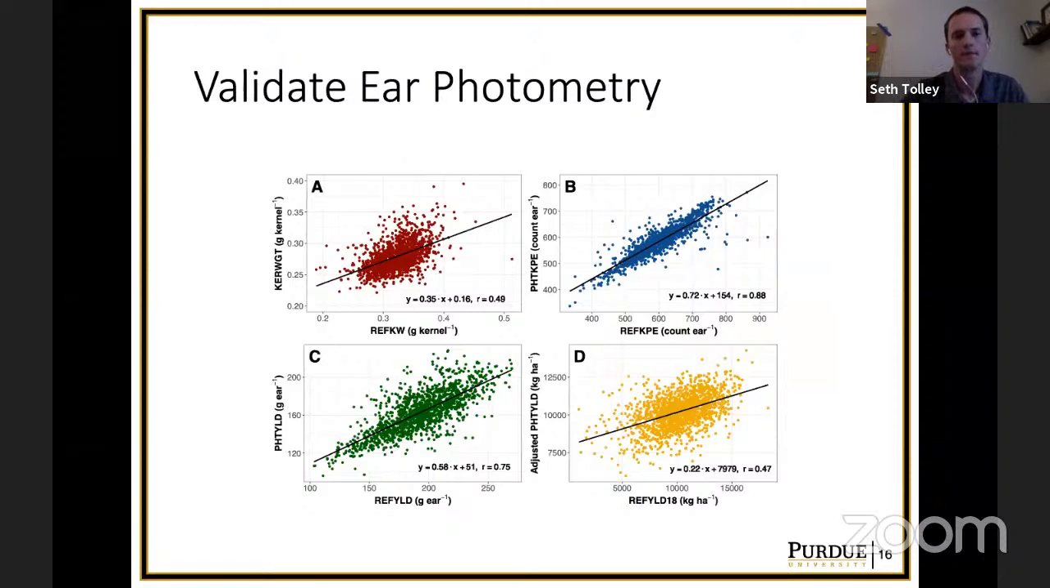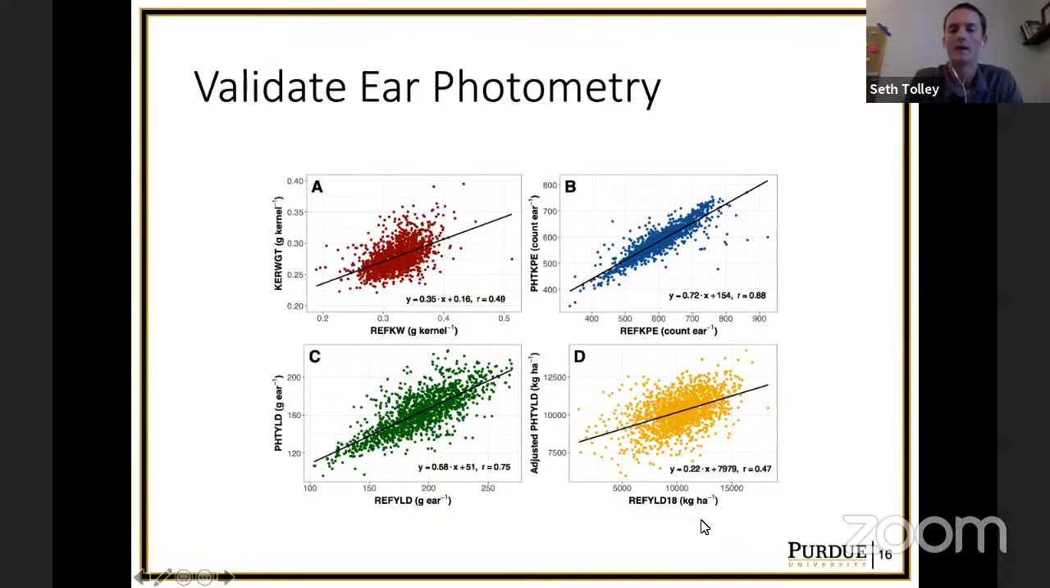So the first objective that I talked about was we wanted to validate the use of our ear photometry platform. So in these 4 graphs, you can see our reference measurements on the x-axis, and then you can see the photometry estimates on the y-axis. And what we found was that kernels per ear and yield were both accurately assessed when done by ear photometry. We did notice a general trend, though, that kernel weight was a little bit lower.